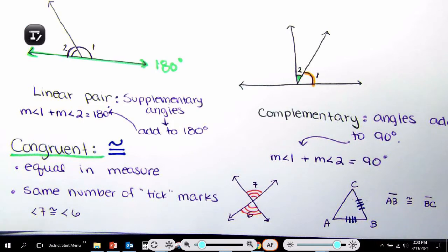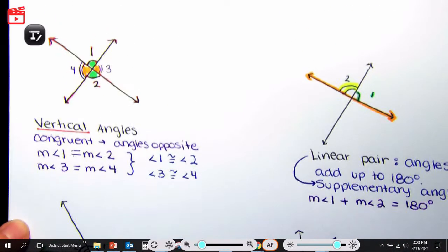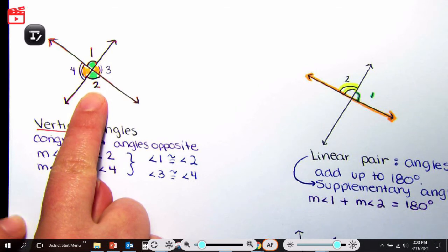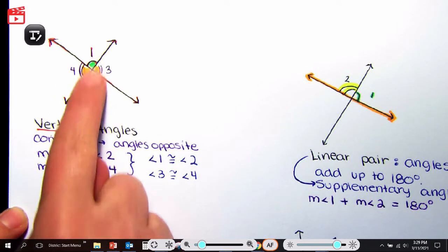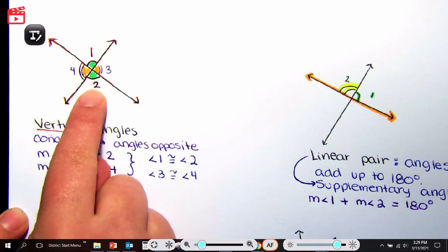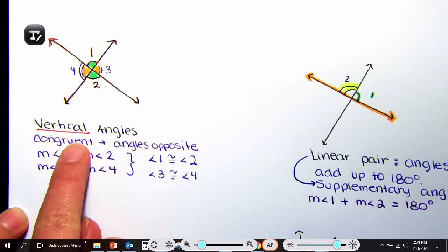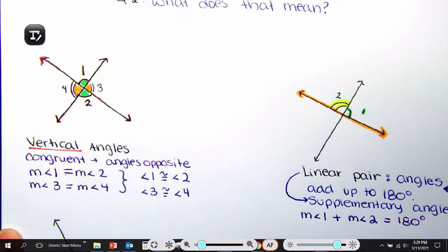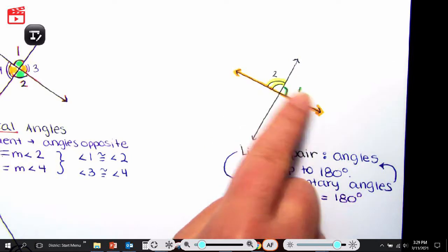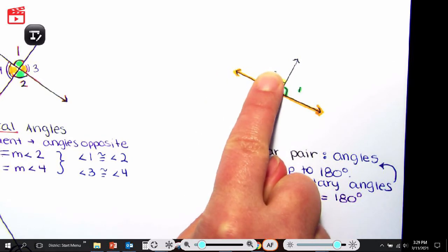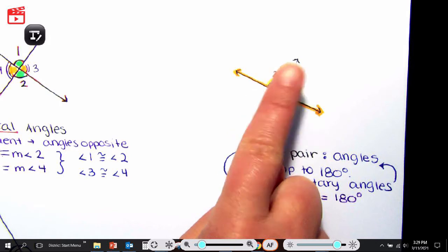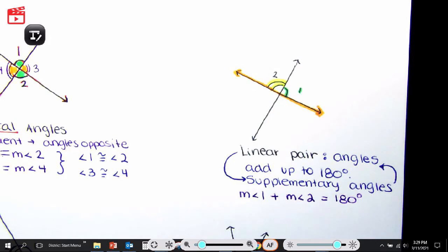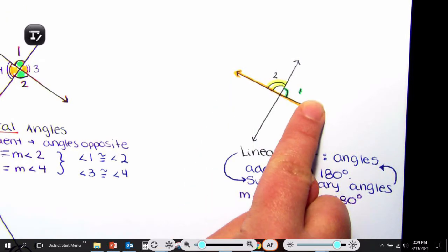Okay, let me wrap up what we learned so far. We have, what do we have? Vertical angles. What does that mean? Angles opposite each other, across from each other, they are congruent. What does congruent mean? That means equal in measure. What do we have? We have a line and we have angles. We have a linear pair. What does that mean? That means these angles are supplementary. What does that mean? That means we add the angles that make this line equal to 180 degrees.